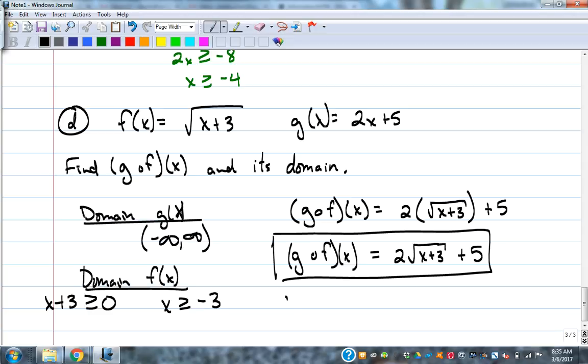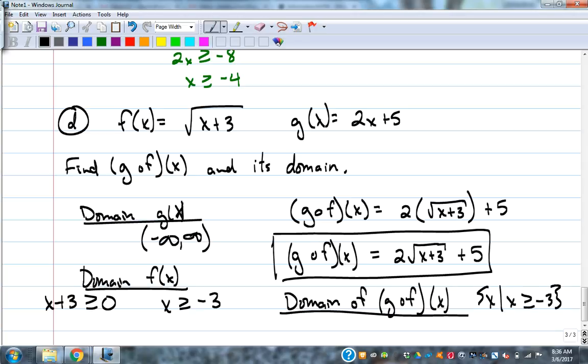And then the domain of g composed with f of x. What's the only restriction that we had? Yeah, x has got to be greater than or equal to -3. Look at the composite function. That's the only red flag that exists in there, right? That should match up with what your domain is. So our domain would be x is greater than or equal to -3, or -3 to infinity.